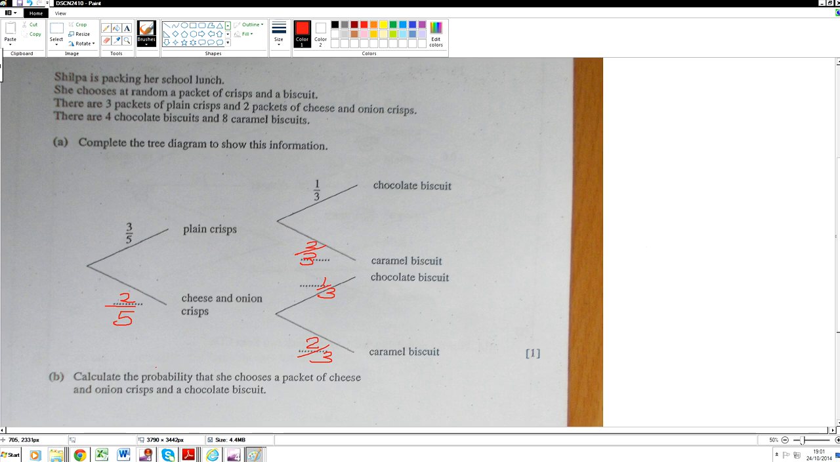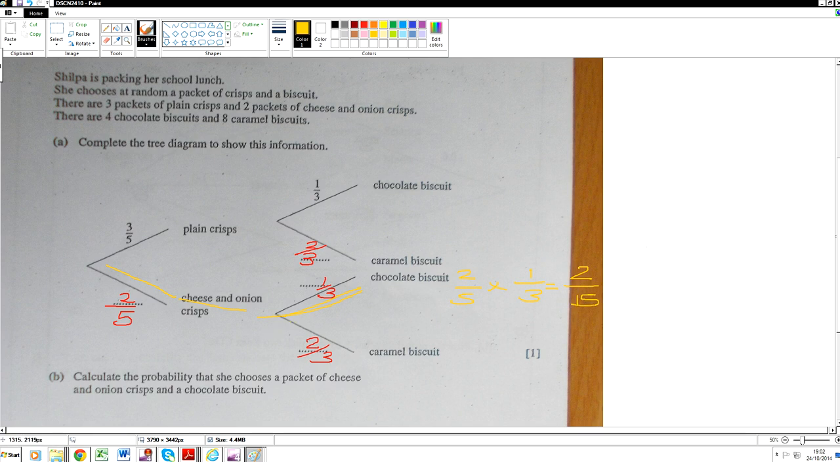Now it says calculate the probability that she chooses a packet of cheese and onion and a chocolate biscuit. So we come down here to cheese and onion, and then we go up here to choose a chocolate biscuit. It's a combination of this one and that one. So we say it's 2/5 times 1/3, which equals 2 over 15. 2/15 is the answer for part B.